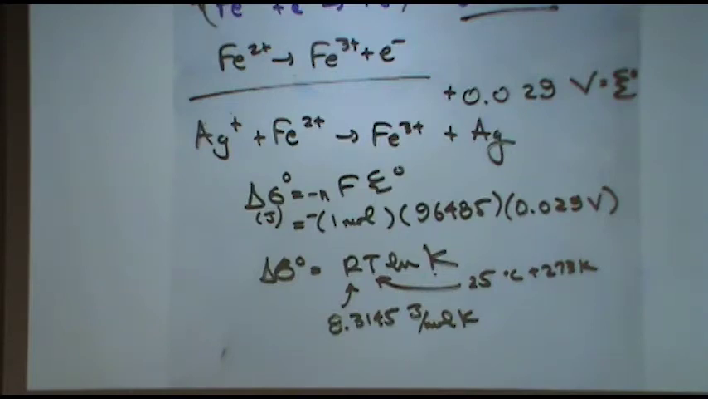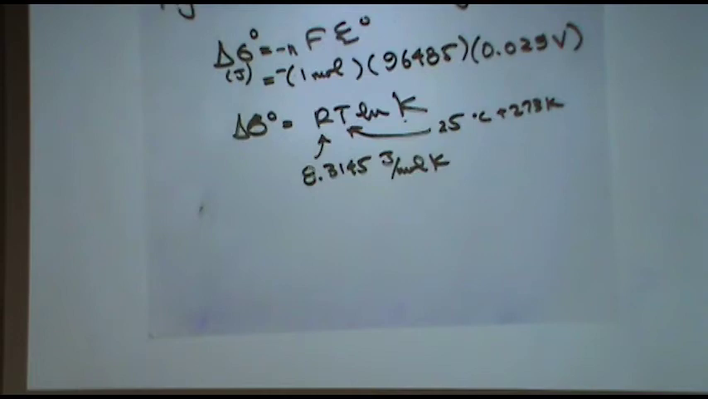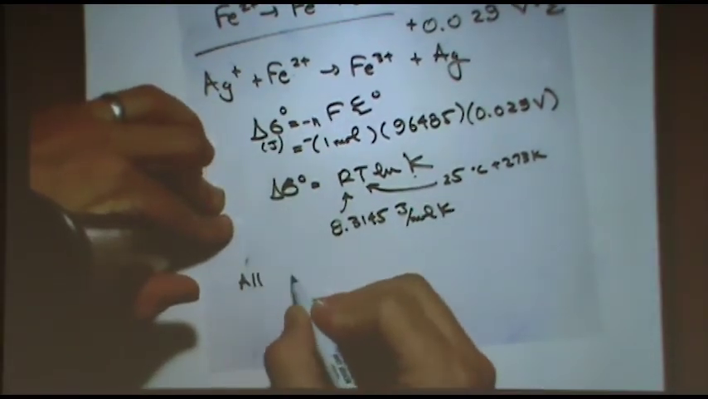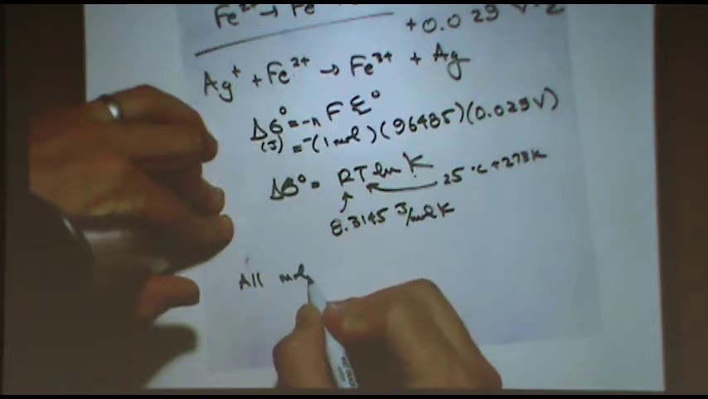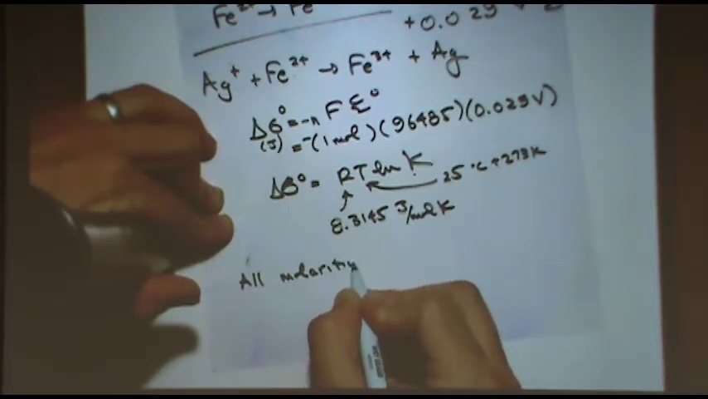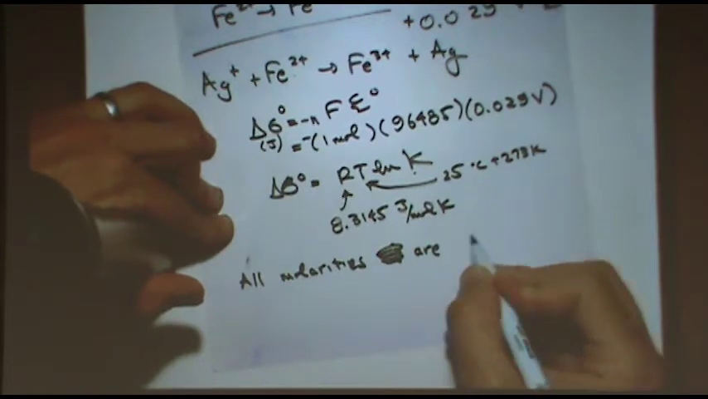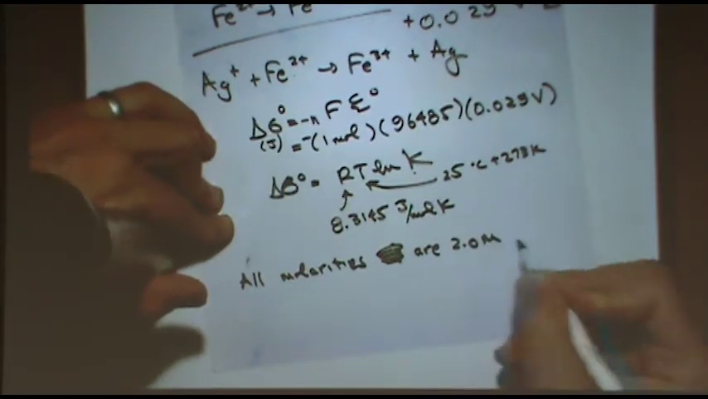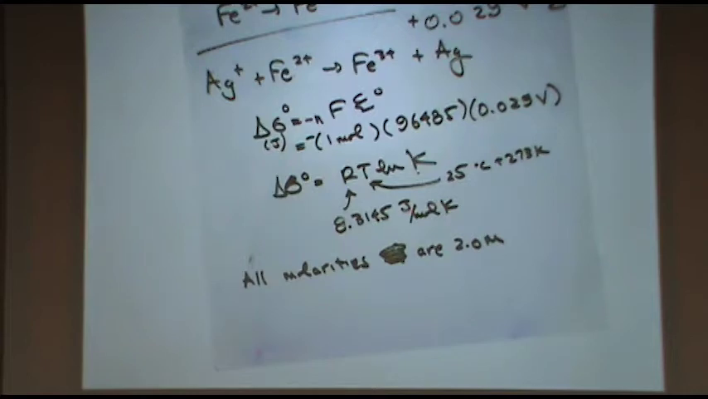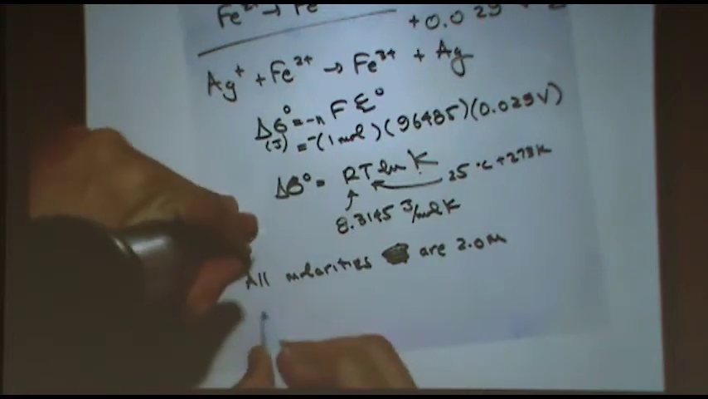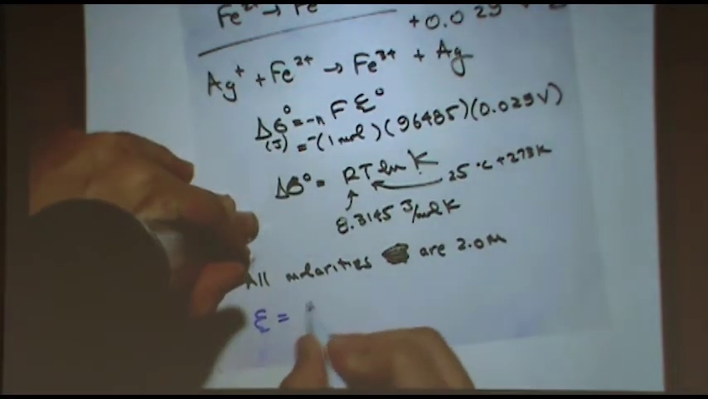Let's say you were going to use something more like the Nernst equation. And let's say all molarities initially are what? 2? 2 molar? That sounds good. So let's say we had to do a calculation with that. Let's write the Nernst equation. And you want to find E for this.